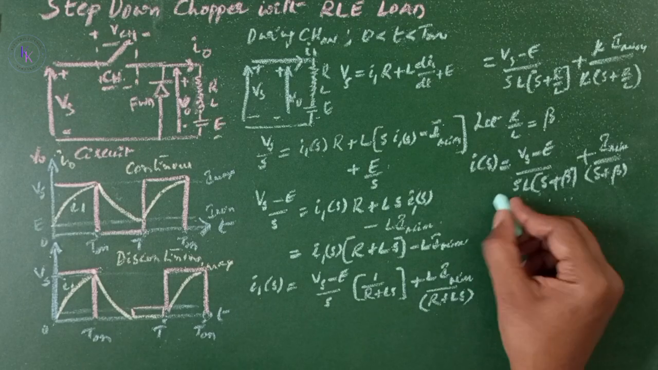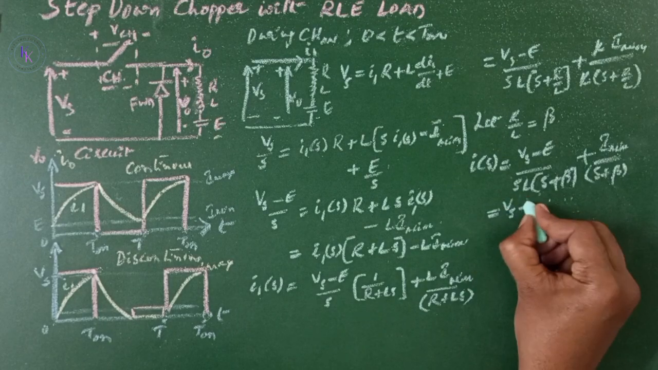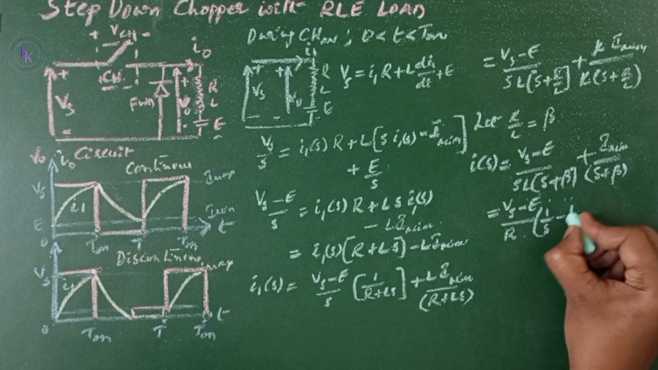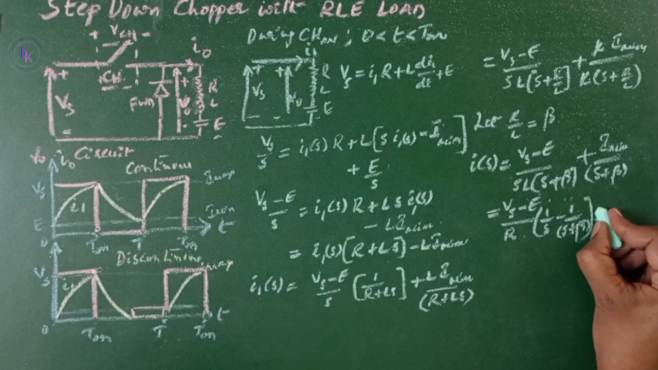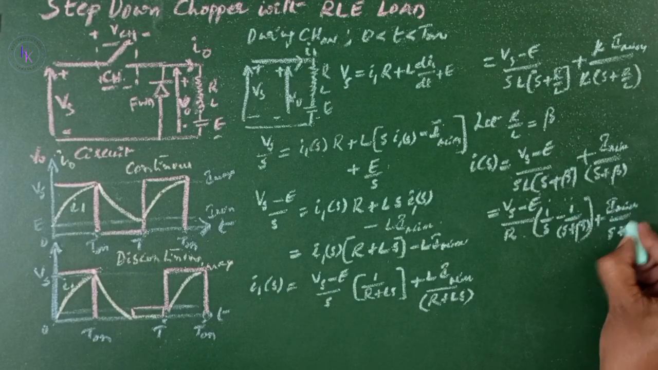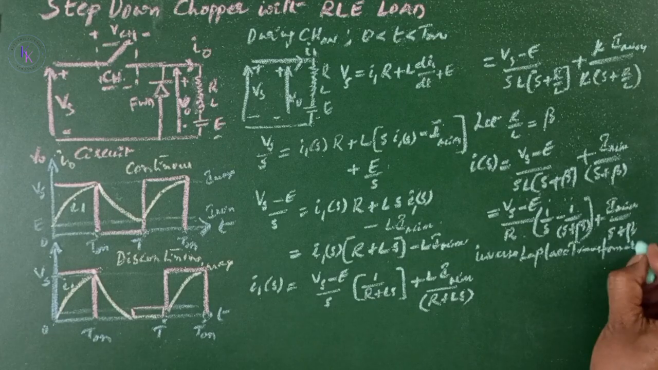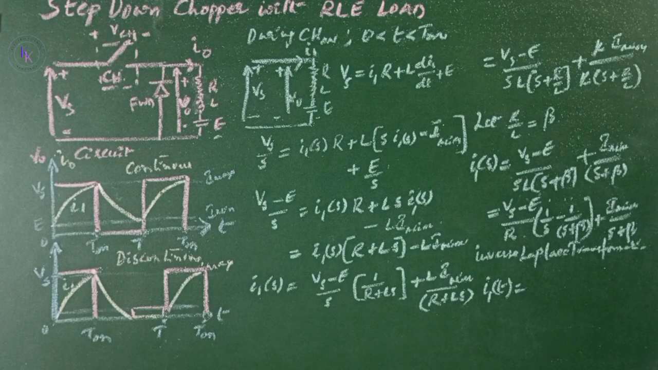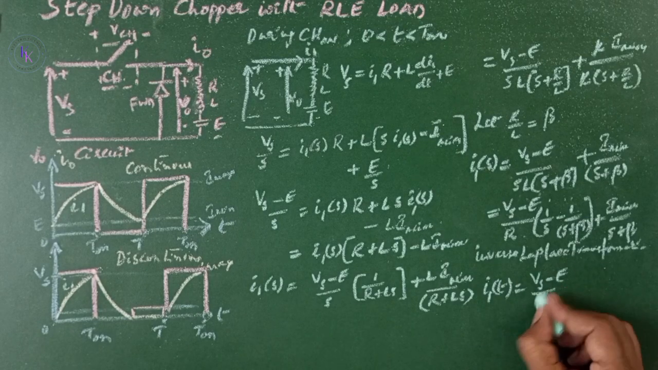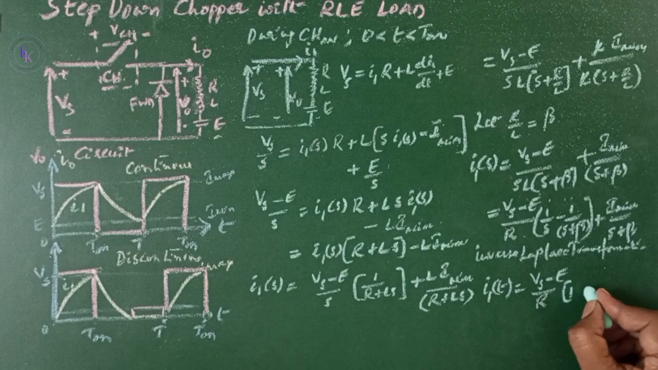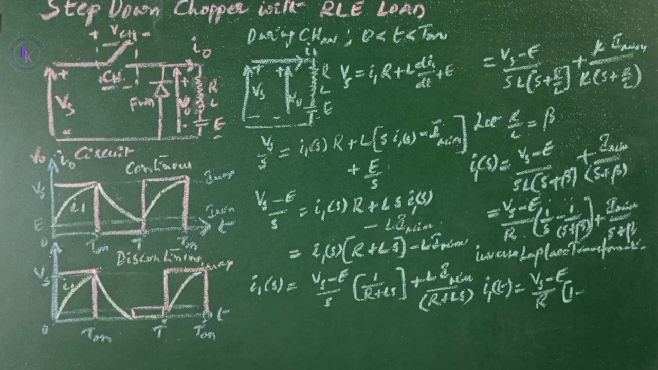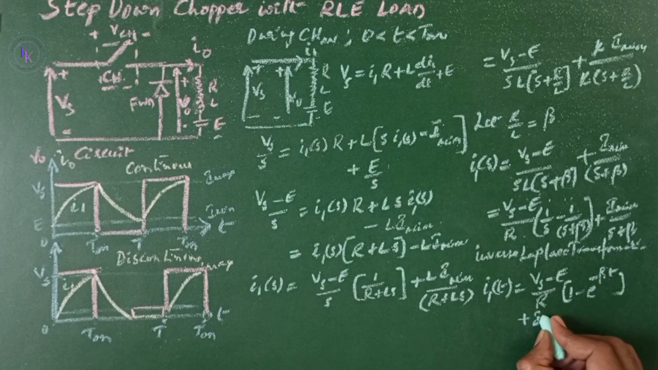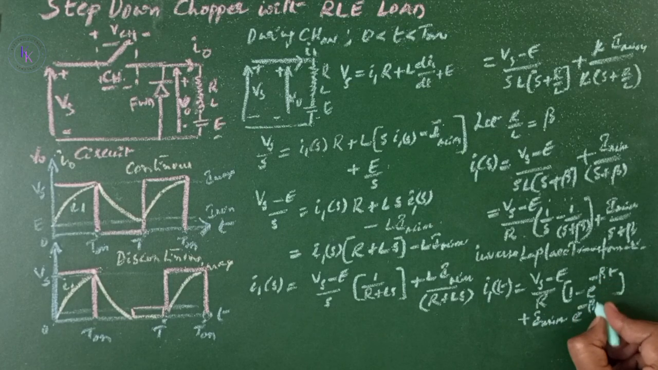Let's do some partial fractions. Then you are going to get the result as Vs minus E by R of 1 by S minus 1 by S plus beta, plus I minimum divided by S plus beta. By taking inverse Laplace transformation, we get I1 of t equals Vs minus E divided by R. So 1 by S is 1, minus 1 by S plus beta, which is e to the power of minus beta t, plus I minimum e to the power of minus beta t.